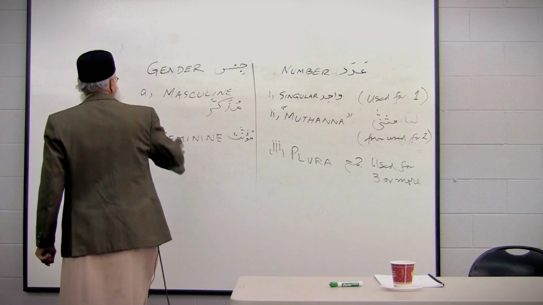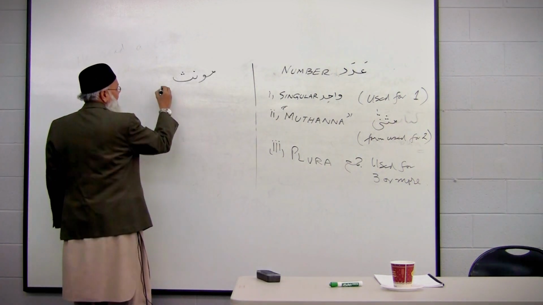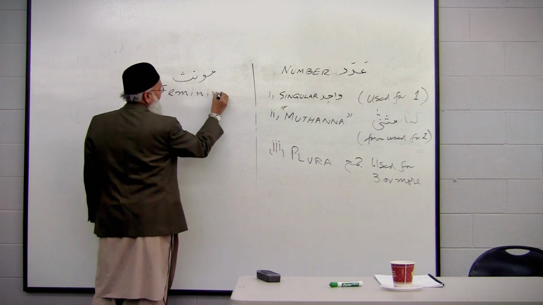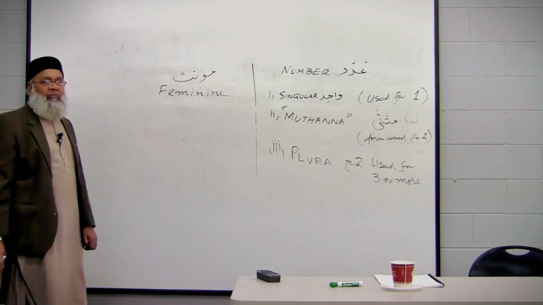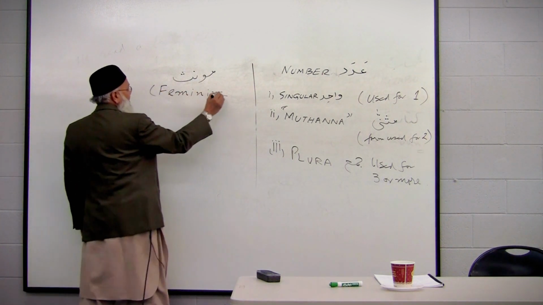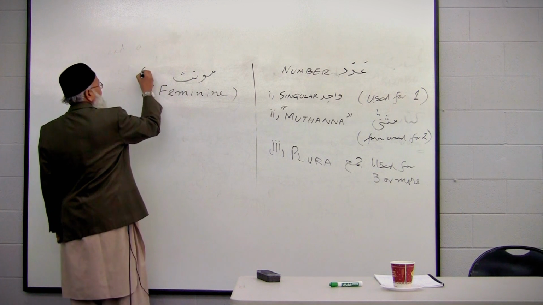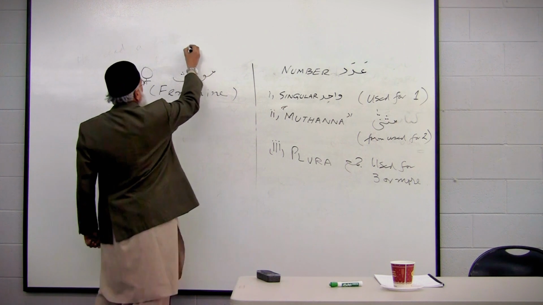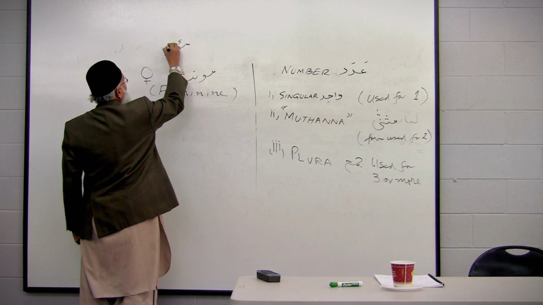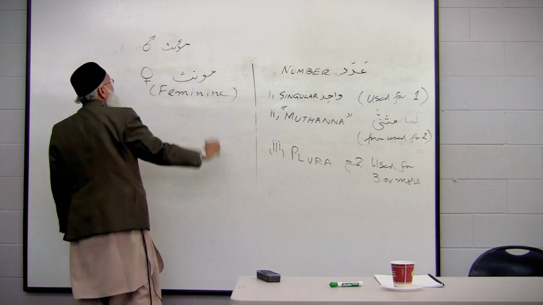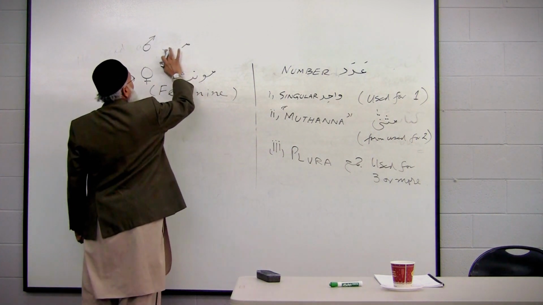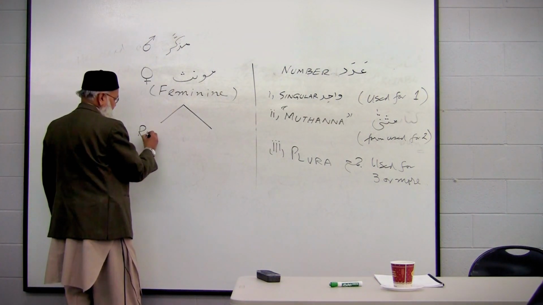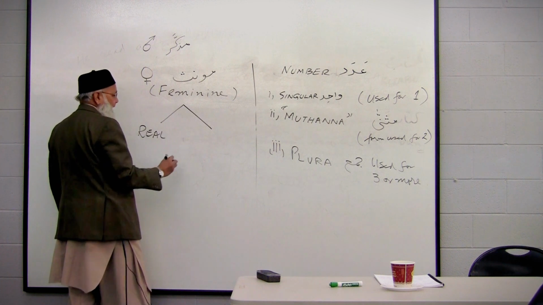Our next heading is muannas noun. Muannas, that is feminine. For convenience, you can use the female sign for feminine, and for mudhakkar, you can use the male sign. Mudhakkar. Types of muannas nouns: real feminine and literal feminine.